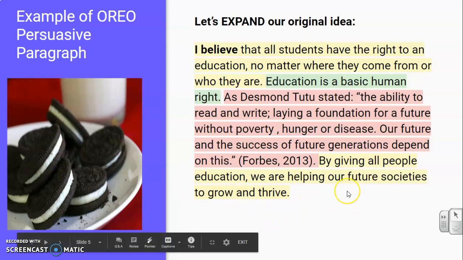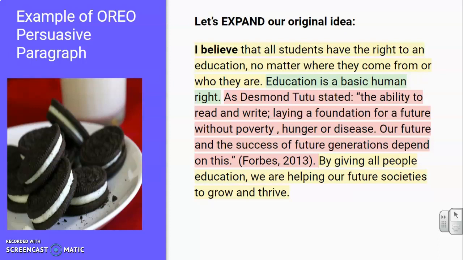Okay. So let's look at my example, but a little bit bigger, a little bit more expanded. So in yellow is my opinion, right? So I said, I believe that all students have the right to an education, no matter where they come from or who they are. All right, so that's my opinion. That's what I believe. All right, and green, this is my reason for why I believe this. So my reason is that education is a basic human right.